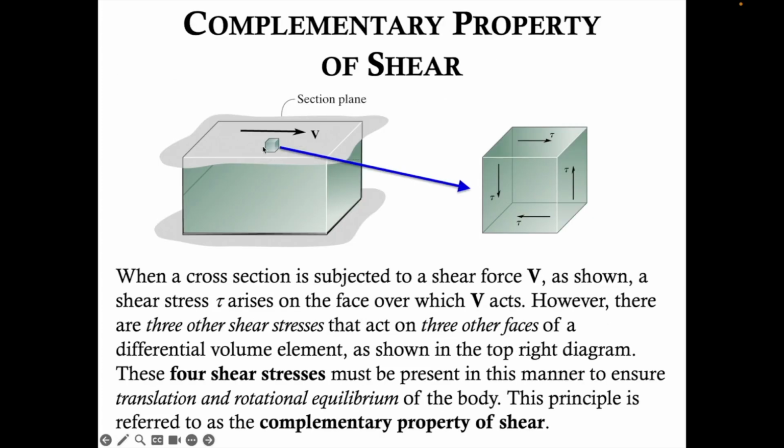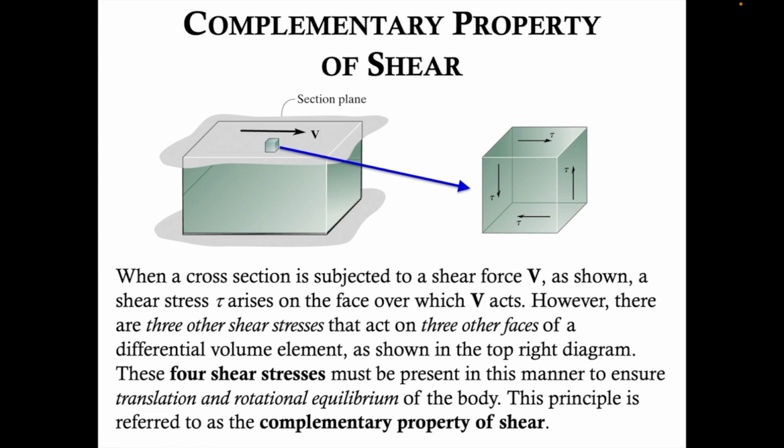Let's say we have a little volume element, a little differential element. We sometimes study these in this class. And let's say we zoom in on it. So this top face corresponds to this top face here where V is being applied. And since we have a shear force V, we're going to have a shear stress tau in that same direction. So when a cross section is subjected to a shear force V as shown, a shear stress tau arises on the face over which V acts, which is the top face.